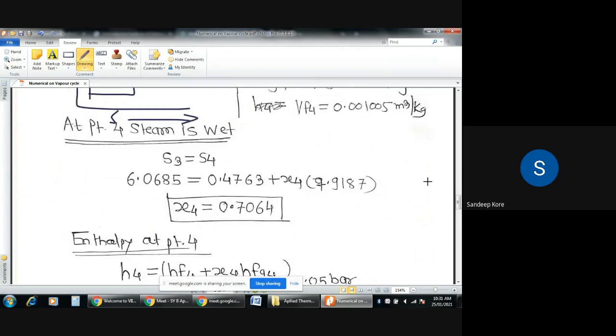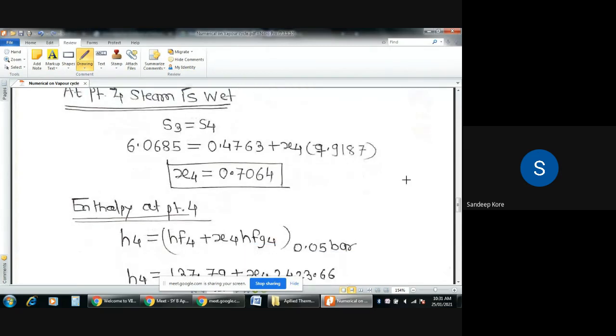You should know how to find out the dryness fraction. To find out the dryness fraction, the only formula we have is S3 equal to S4. Why? Because 3 to 4 is the isentropic process, and during an isentropic process, the entropy remains constant. That's why we have equated S3 equal to S4.